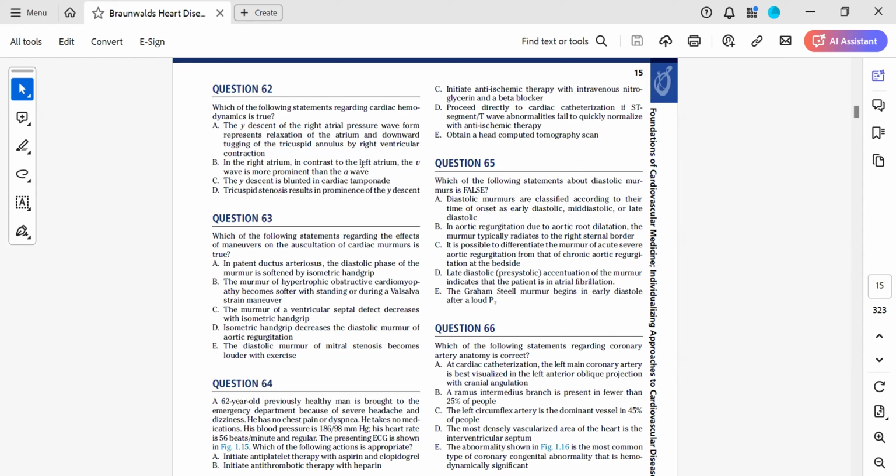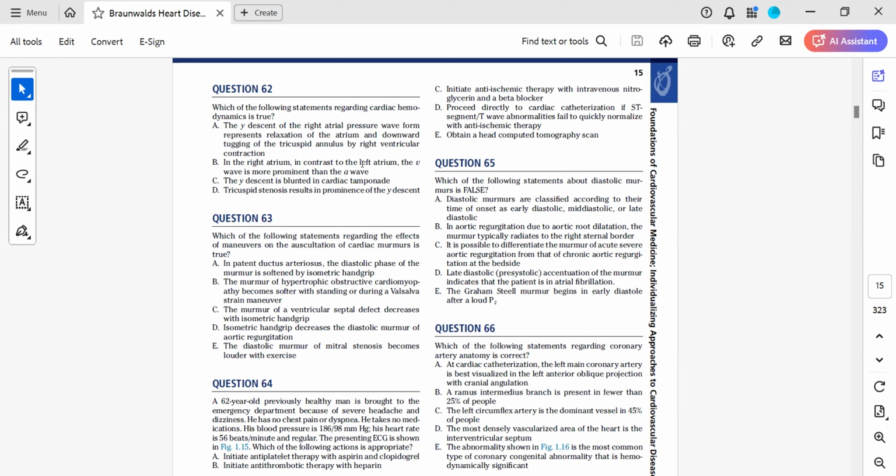The height of the V wave reflects atrial compliance. In the left atrium, as opposed to the right atrium, the V wave is generally more prominent than the A wave. So it's the opposite. I see. The V wave is more prominent in the left atrium compared to the right atrium.